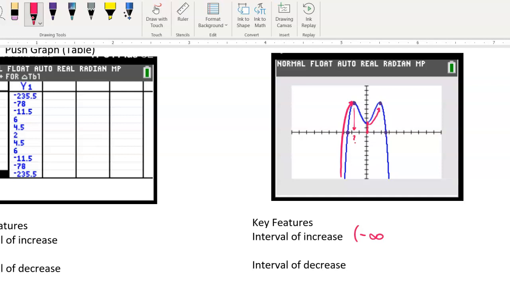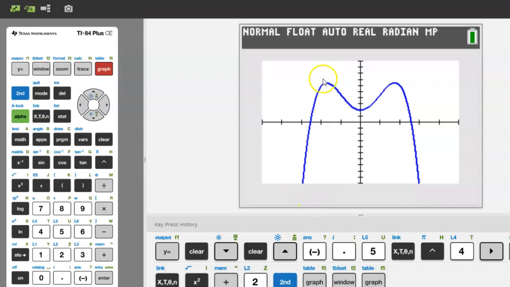And then this starts increasing again at 0, then I don't know that value either. Okay, so I need to figure out what are those values. So we're going to go back to our graphing calculator to figure that out. All right, so those values again are here and here.